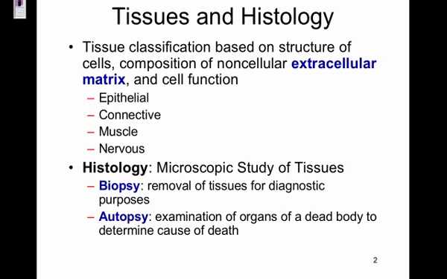Some different ways they study tissues is by biopsy, removal of tissues for diagnostic purposes. You usually hear that when they're studying a tissue to see whether it's cancerous, but you can look at it for other reasons also. Then autopsy is when you look at the organs looking for the cause of death. It's like the coroner or on CSI when you see the guy in the morgue. That would be an autopsy.